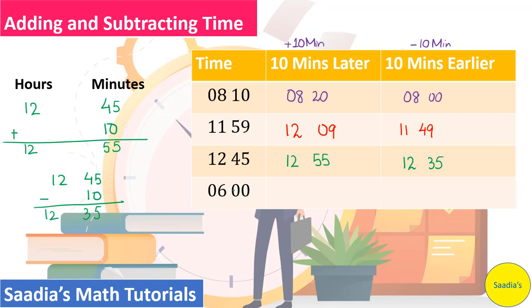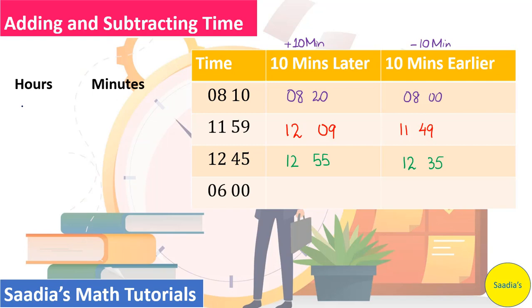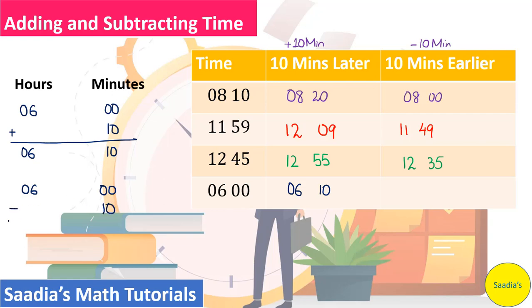Now 6 hours. Let's do this one. So we have 6 hours and 0 minutes. What happens when we add 10 minutes? What would be the time? It would be 6 hours and 10 minutes. And what will be the time when we subtract 10 minutes from it? We have 6 hours and 0 minutes. We have to subtract 10 minutes.